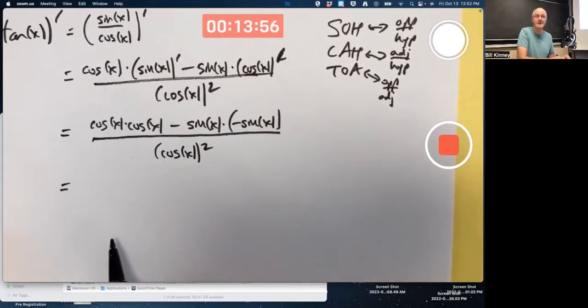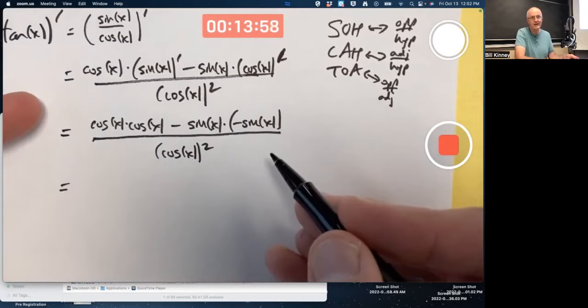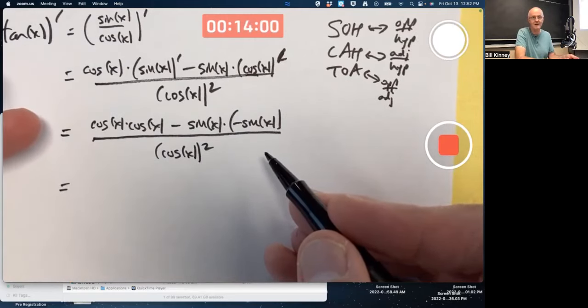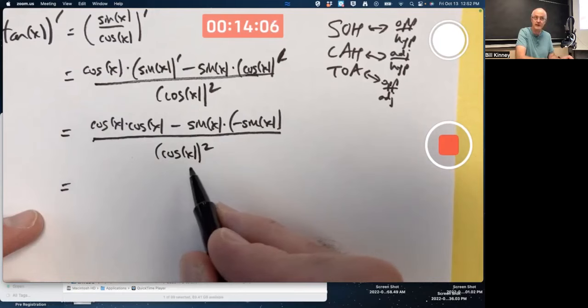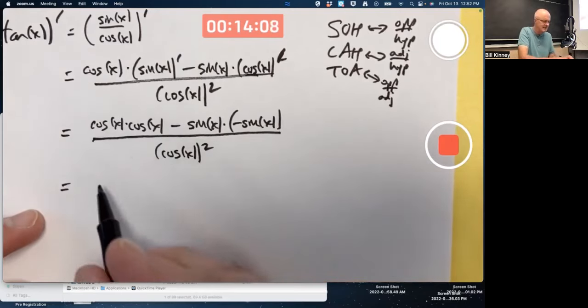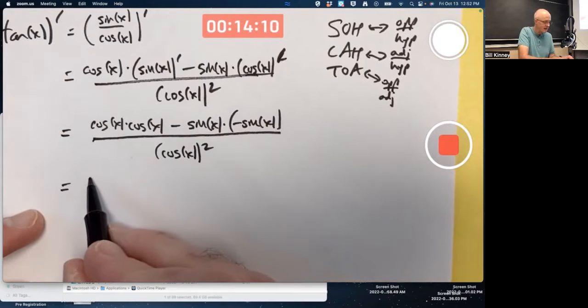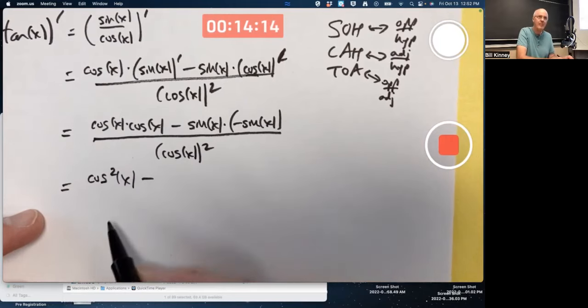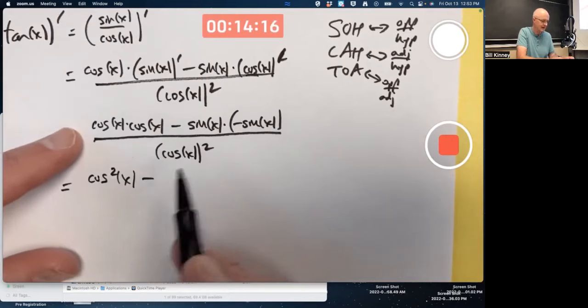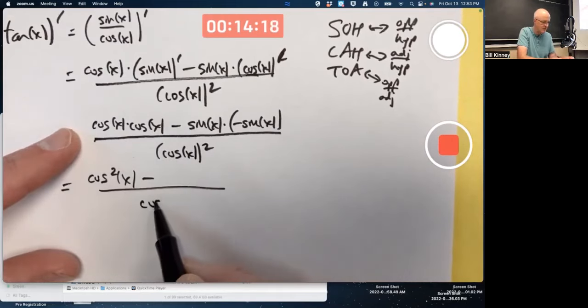This can be simplified. This is technically correct. That would be good enough for the gateway, but it's good to simplify it. Cos x times cos x is cos x quantity squared, just like in the bottom, but don't cancel because we're going to do something else. I hope you remember you can write that like that. And in fact, you can write the bottom like that too.